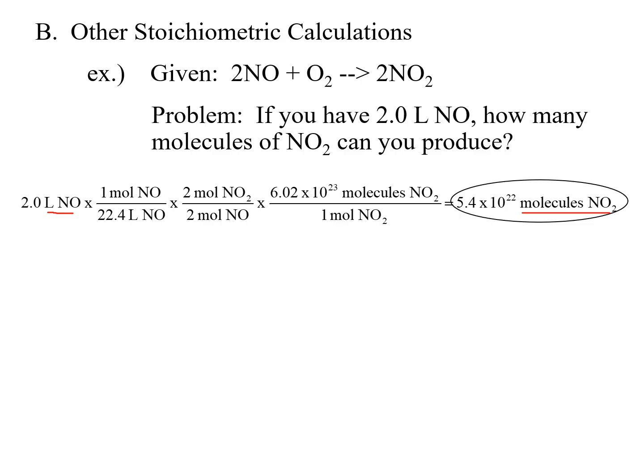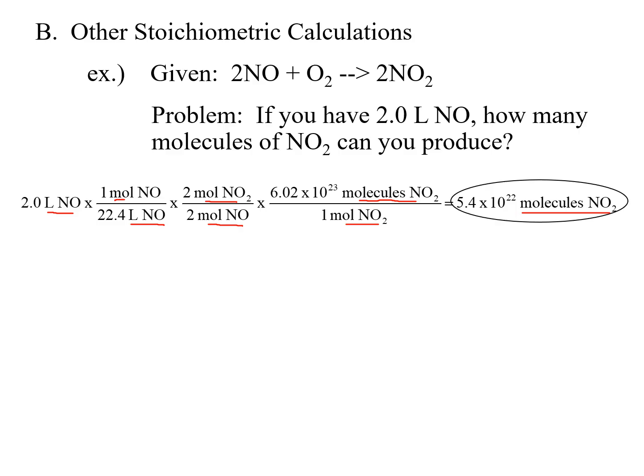I know this is going to be 3 steps. The first step is change the unit you were given into moles. Second step, change the moles of the first substance to moles of the second substance using a mole ratio. Third step, change the moles of that new substance into whatever unit they're asking for at the end, which in this case is molecules.